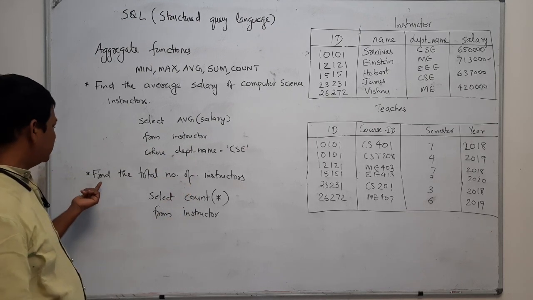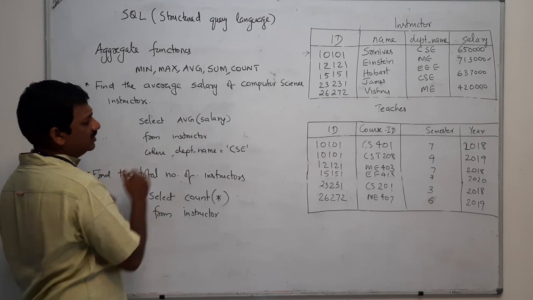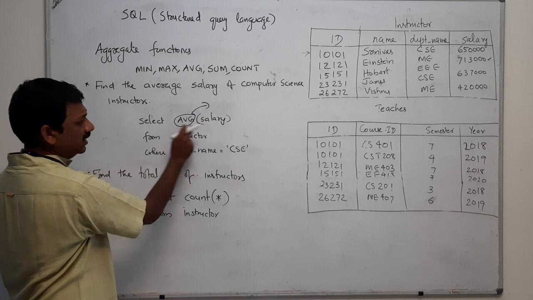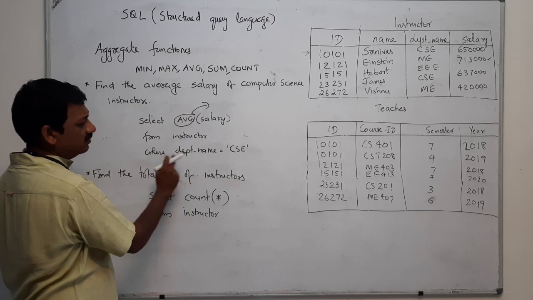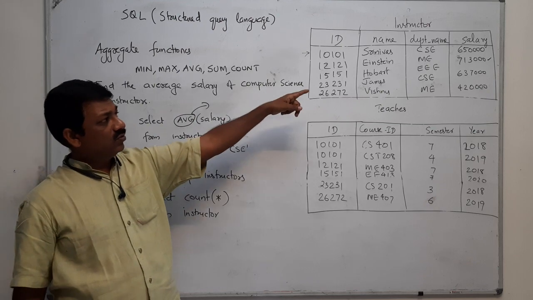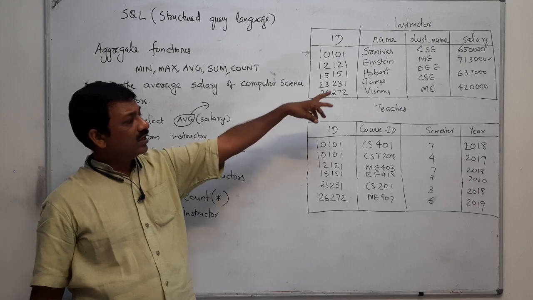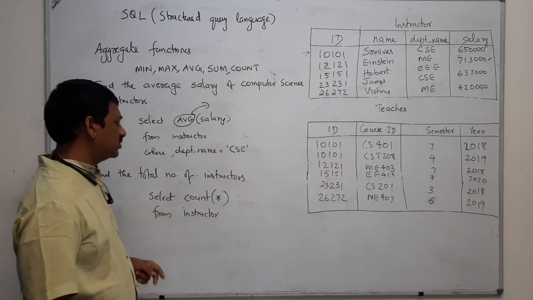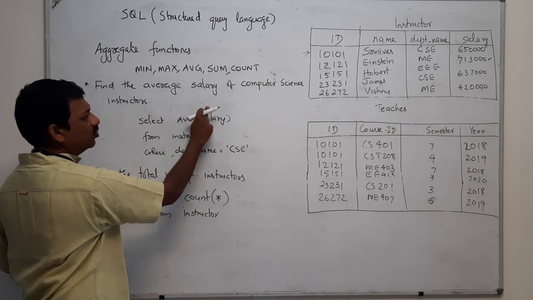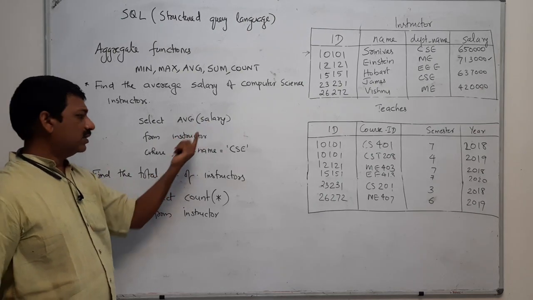Okay. Suppose that this AVG is not here, what will happen? Select salary from instructor where department equal to CSE. Here we have two instructors who belong to the computer science department, and the salary of those two persons will be displayed. When AVG is added, the average of those two tuples will be calculated and displayed.